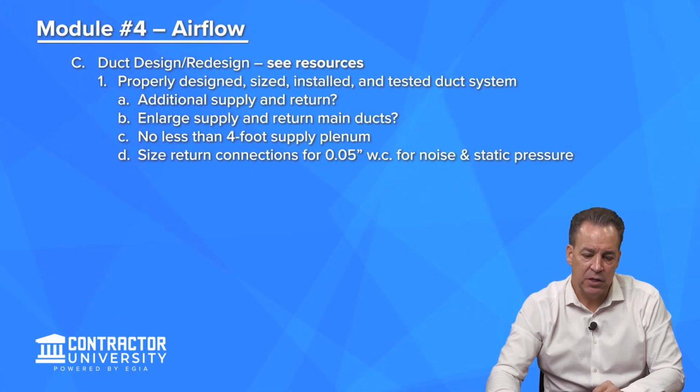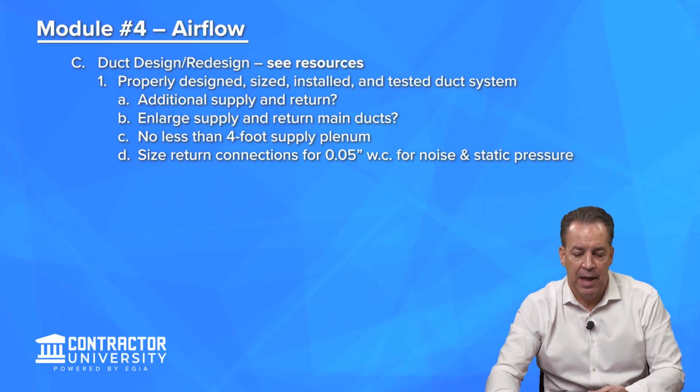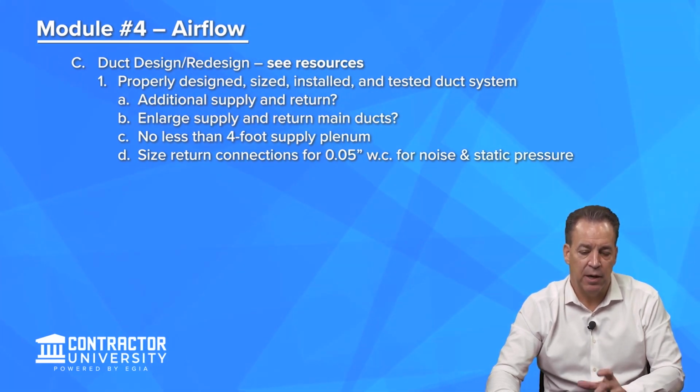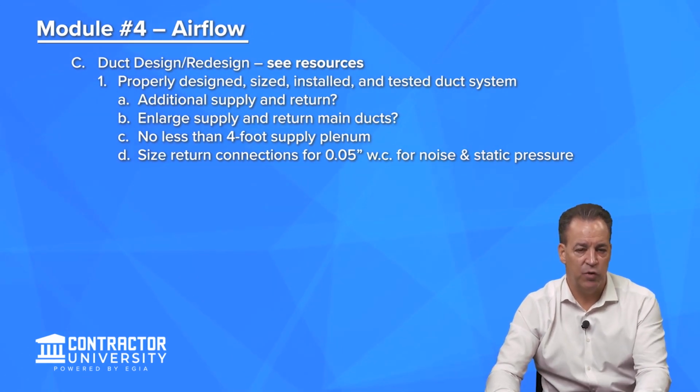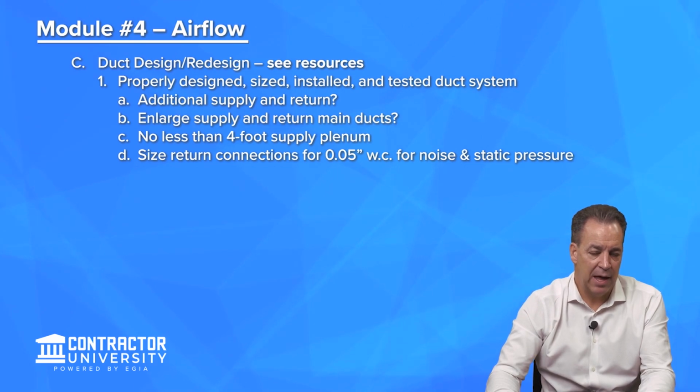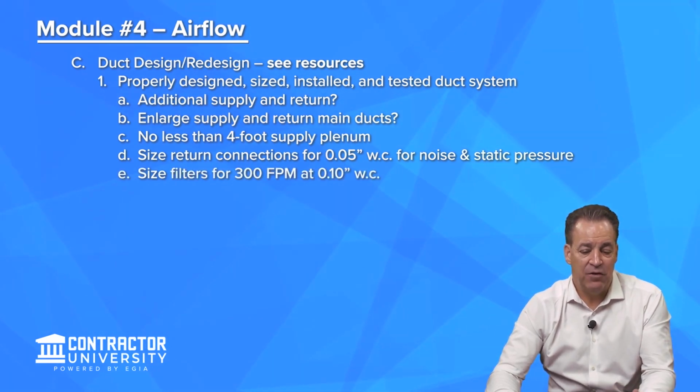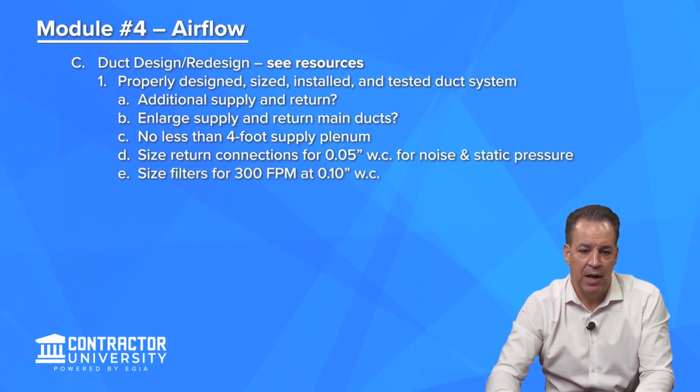Size the return connections for 0.05 static pressure of water column inches, if you will, and that's for noise and static pressure. Again, that's going to be proper based on what you'll find for duct configurations today, as well as the variable speed motors and variable torque motors that we talk about. Size filters for 300 feet per minute or 0.1 static pressure of water column.